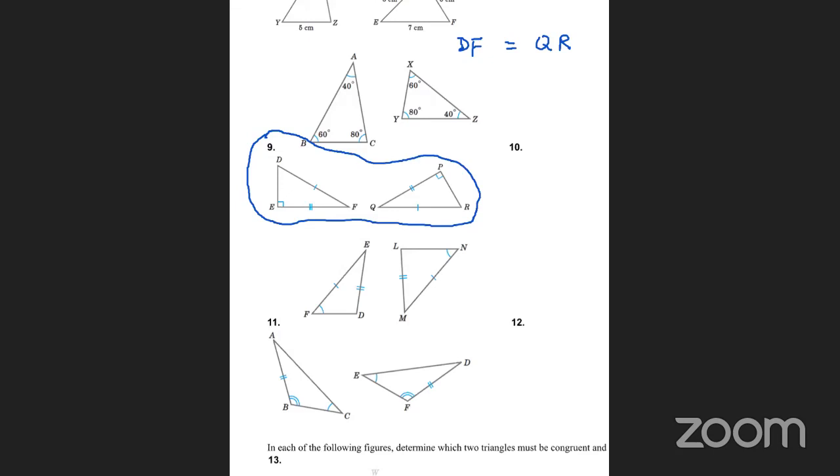And similarly, in this case, I know that EF equals QP. And then we have a right angle here. Angle DEF equals angle RPQ. Right. Then are these two triangles congruent? And if yes, what is the reason in this case?